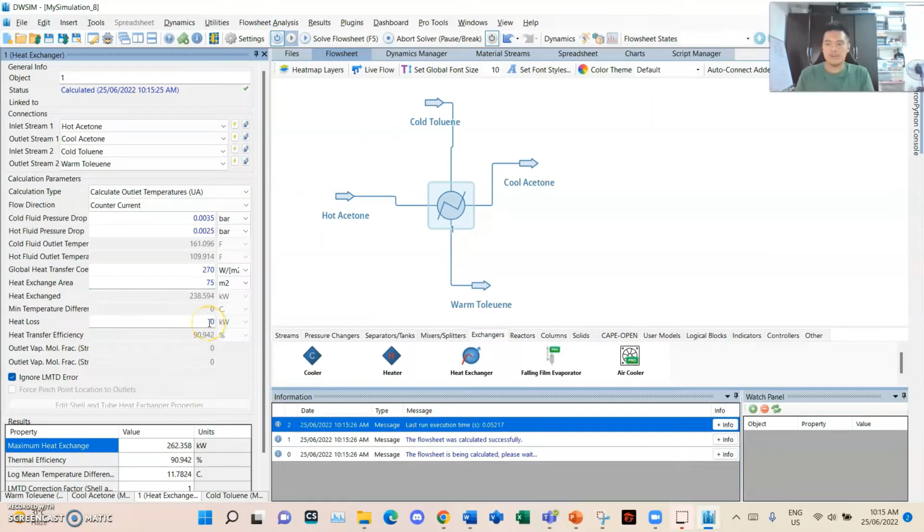Heat loss to the environment we will assume as 0, meaning that the majority of heat transferred from the hot is transferred to the cold. No heat is escaping from the system. And we will click ignore LMTD error. And this is the result.